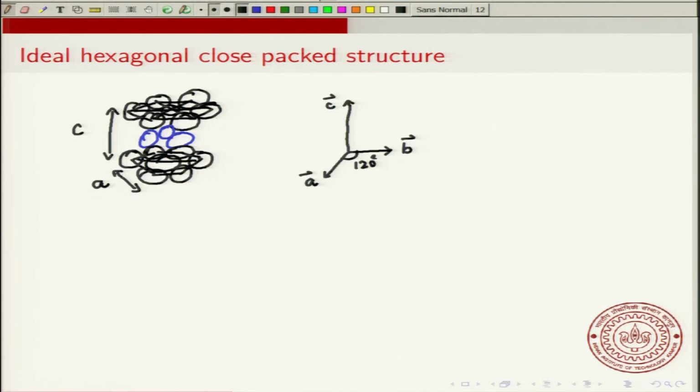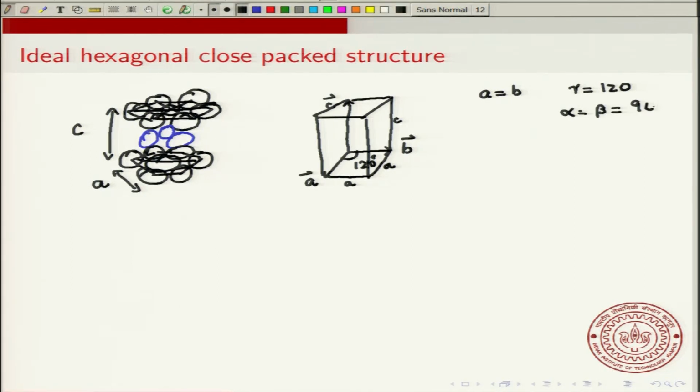And now the question is, if you have an ideal HCP, it turns out that there are some further constraints. C has to be related to A. C is not completely independent of A. So this side is A and this side is C. So there are two parameters. You have A equal to B and gamma equal to 120, alpha equal to beta equal to 90.